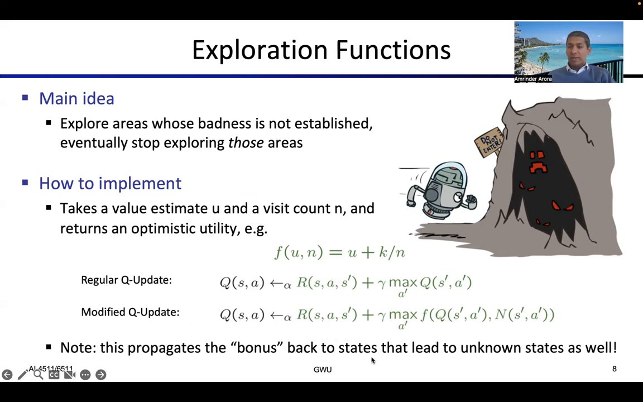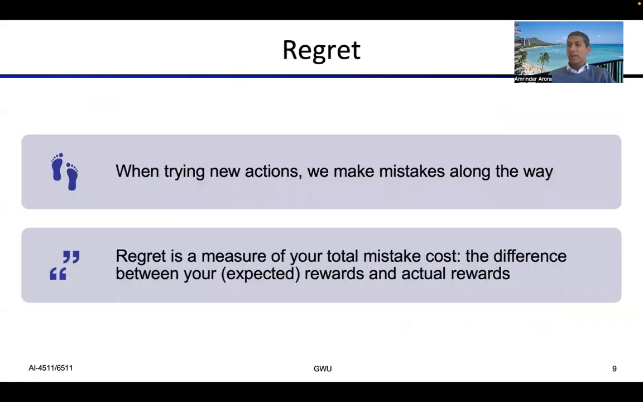Now, we will still be changing the bonus back to the unknown states as well, because of course, once we change the Q values, it affects the other Q values as well, because the Q values for one state action pair affects the V values of that state, which affects the Q values of the nearby states as well. So that's a key idea of the exploration function. Again, a very useful approach.